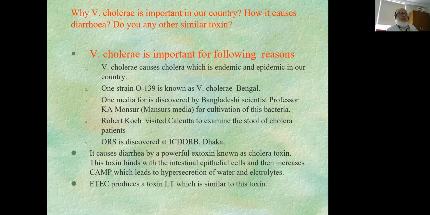Vibrio cholerae is very important in our country. But the question is why it is important in our country and how it causes diarrhea. Vibrio cholerae is very important in our country for the following reasons. It causes cholera, which is endemic as well as epidemic in our country. One strain of Vibrio cholerae, that's O139, is known as Vibrio cholerae Bengal.